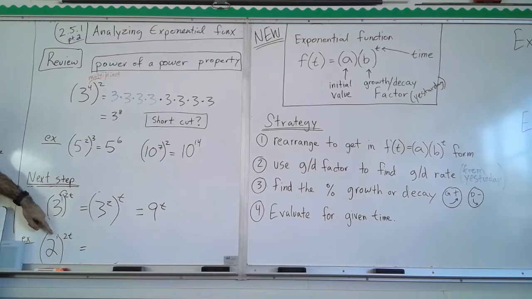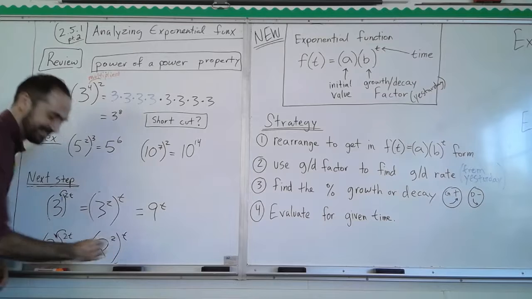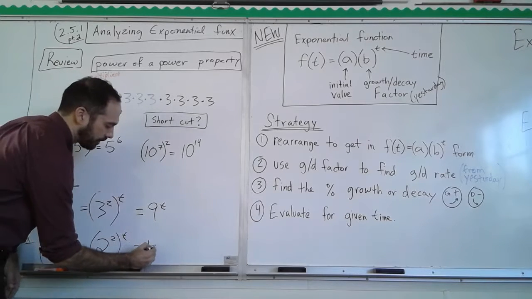Next example, in the back might be hard to see, but it's 2 raised to the 2t. So what am I going to do with the exponent here just to get t alone by itself? Jason, what do you think? 2 squared and then t. Good. So you're first thinking, conceptualize it's 2. All right. What's 2 squared? 4. So I end up with 4 to the t.